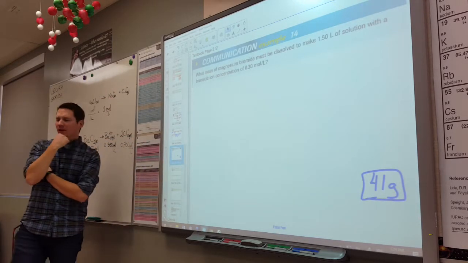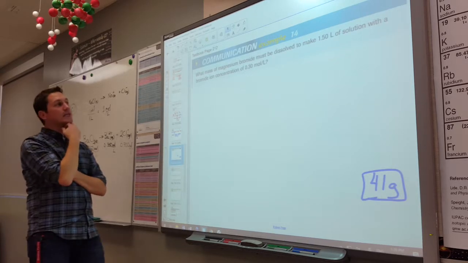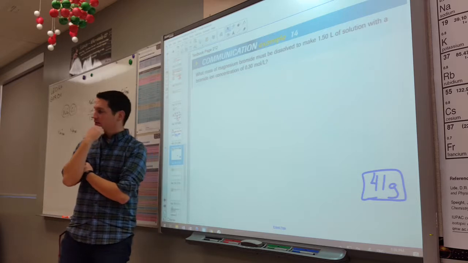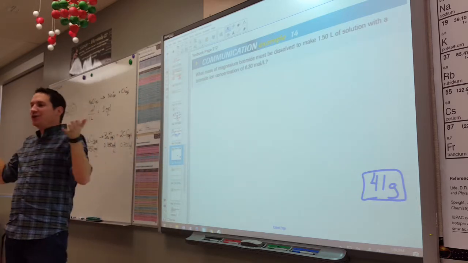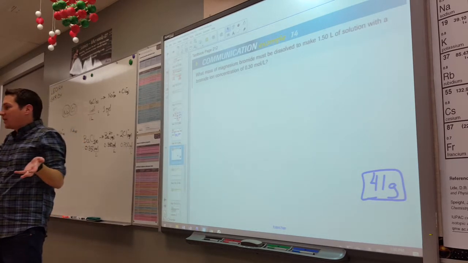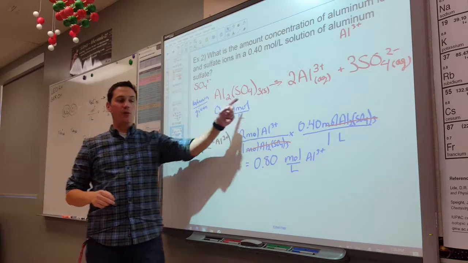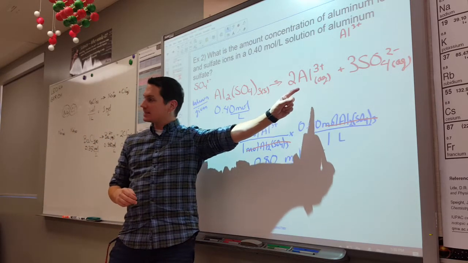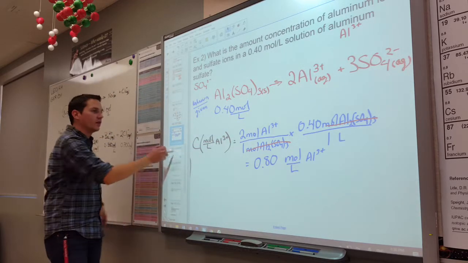But here's the problem. Not all of your questions are going to be easy. Would you agree? If I give you the concentration of the substance, it's pretty darn easy to get the concentration of the ion, as long as you know the molar ratio, right? That's the key. As long as you know 2 of these for every one of these, or 3 of these for every one of these.